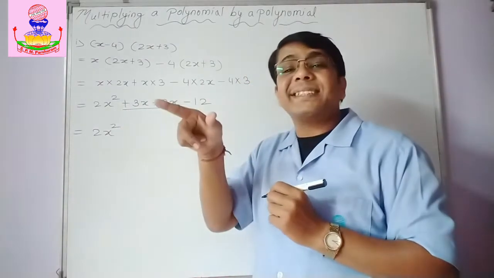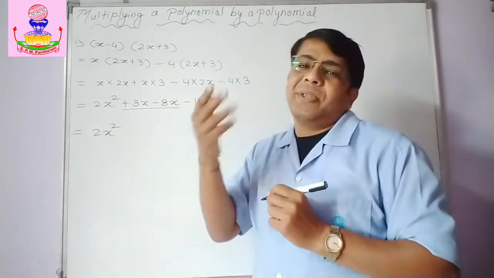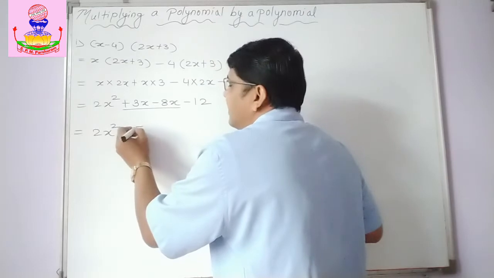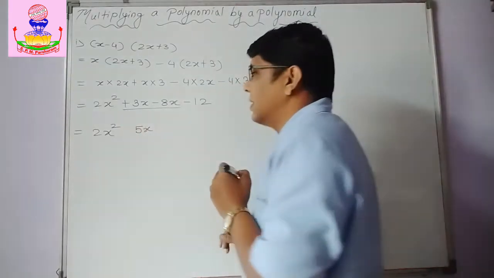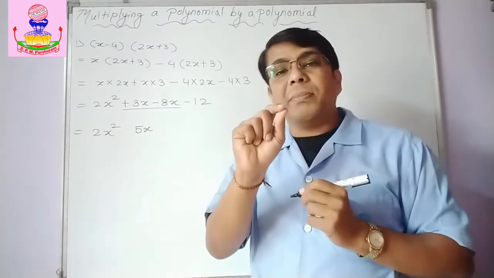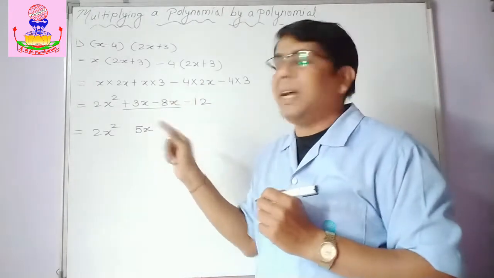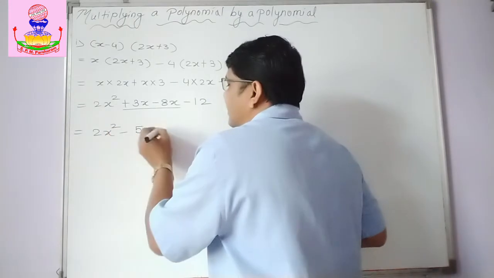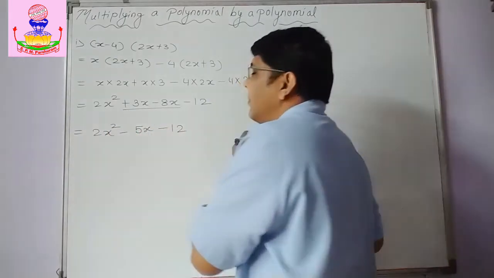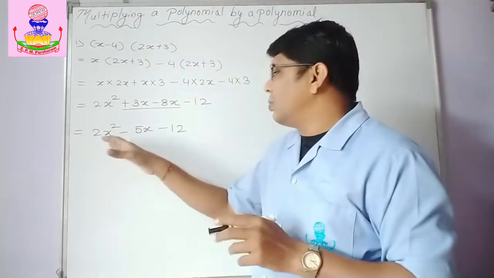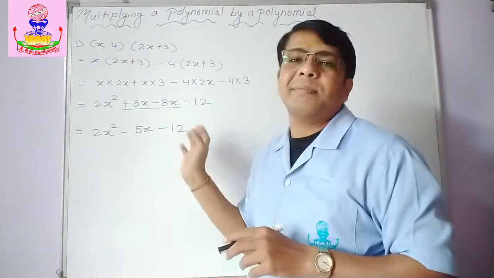So difference in sign. So what should we do? Yes, obviously you are supposed to do subtraction. So 8 minus 3, 5. So 5x. Give the sign of bigger number. Which is the bigger number? 8x. What sign it has got? Minus. So here minus. And minus 12 as it is. Okay. So what is the answer? 2x square minus 5x minus 12.